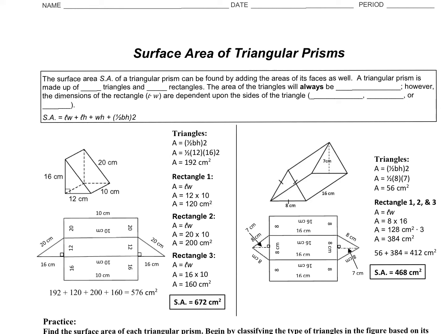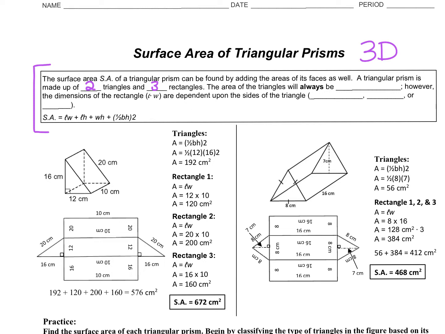So today's lesson, we're finding the surface area of triangular prisms when given those three-dimensional shapes. And so we're going to start with this little box on top. The surface area of a triangular prism can be found by adding the area of its faces. A triangular prism is made up of 2 triangles and 3 rectangles, as we know.